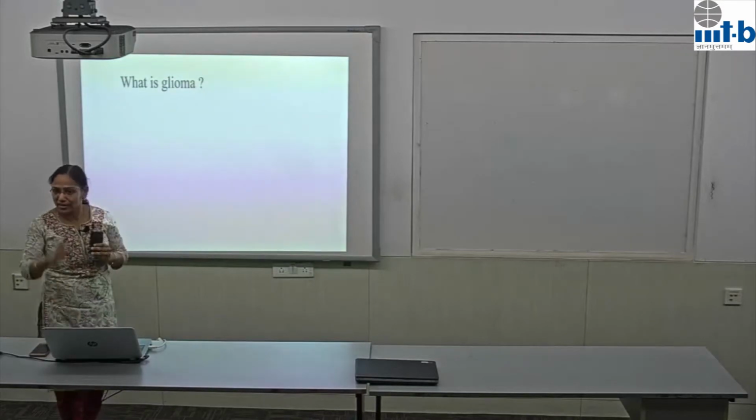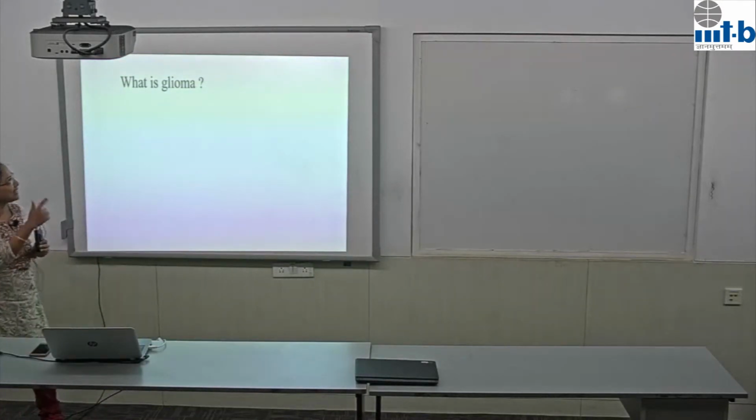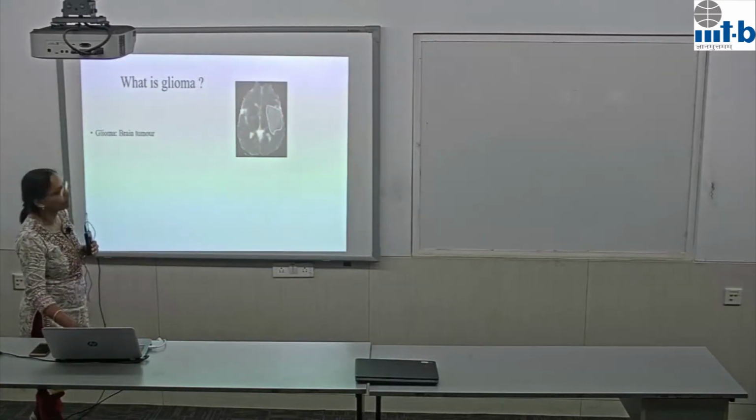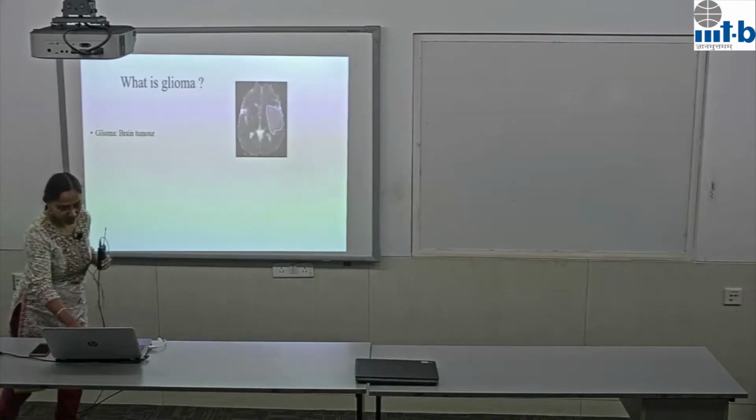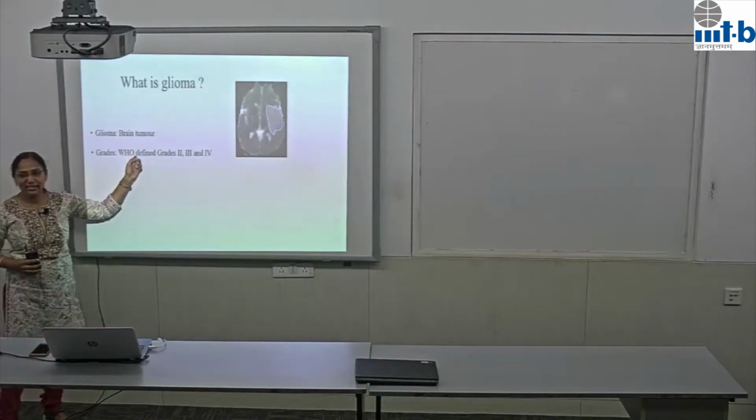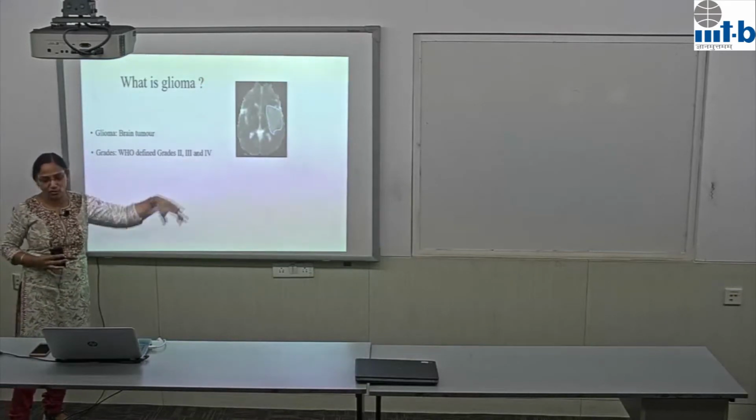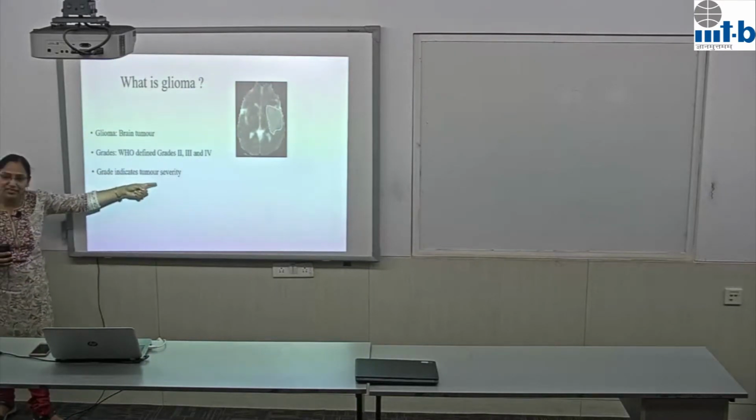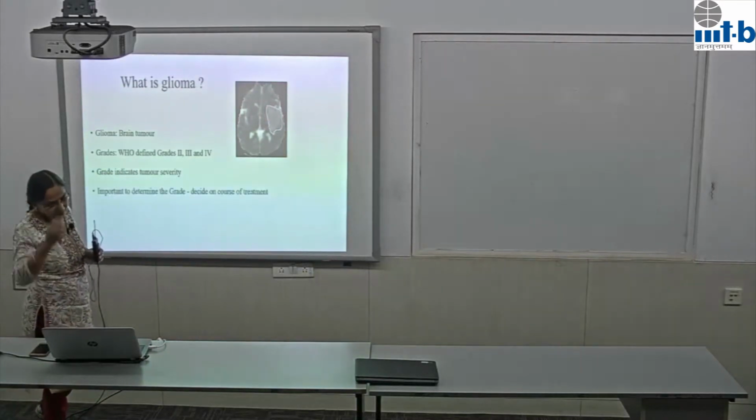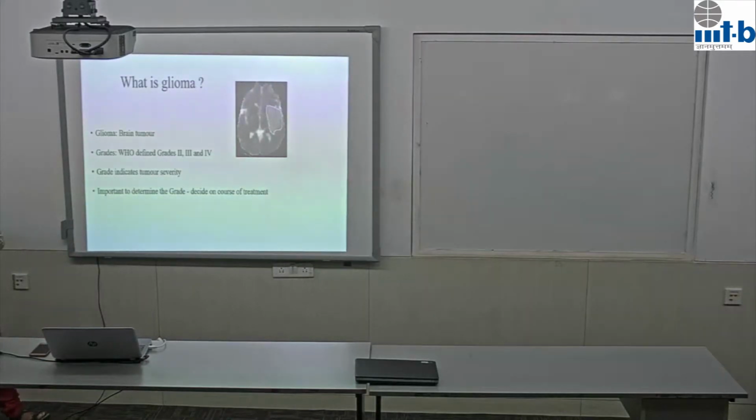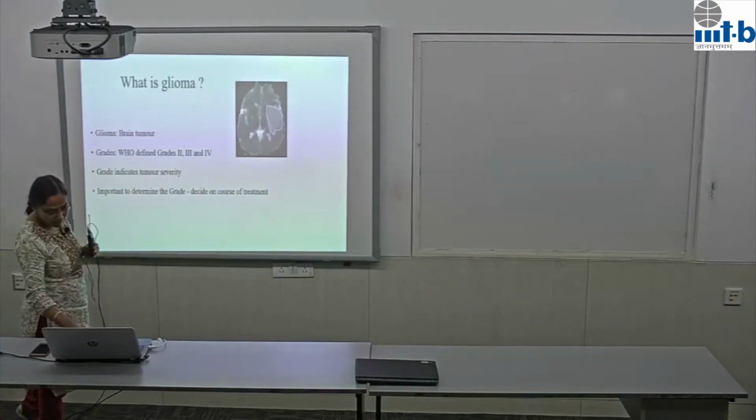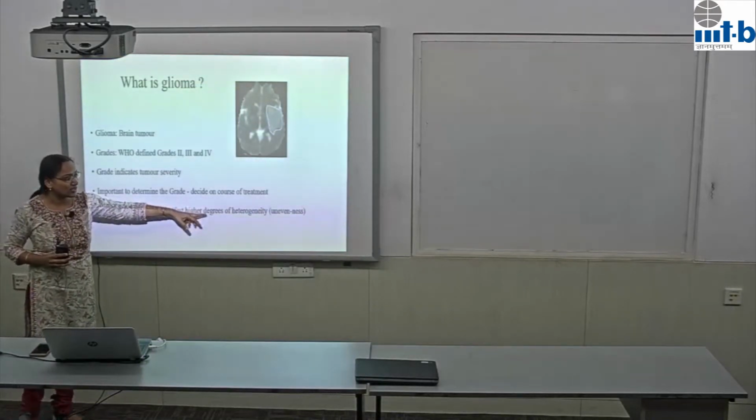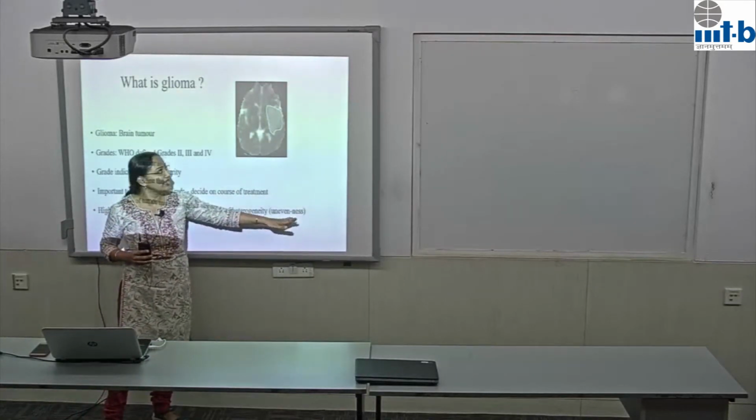Now we use this for glioma grading, as we said earlier. Let's try to answer what is glioma. Glioma, as you can see, is a brain tumor. The World Health Organization has defined grades 2, 3 and 4. The number of the grade indicates severity of the tumor, and it's important to determine the grade to decide the course of treatment. Higher grades of tumor manifest higher degrees of heterogeneity. By heterogeneity, we mean being uneven.